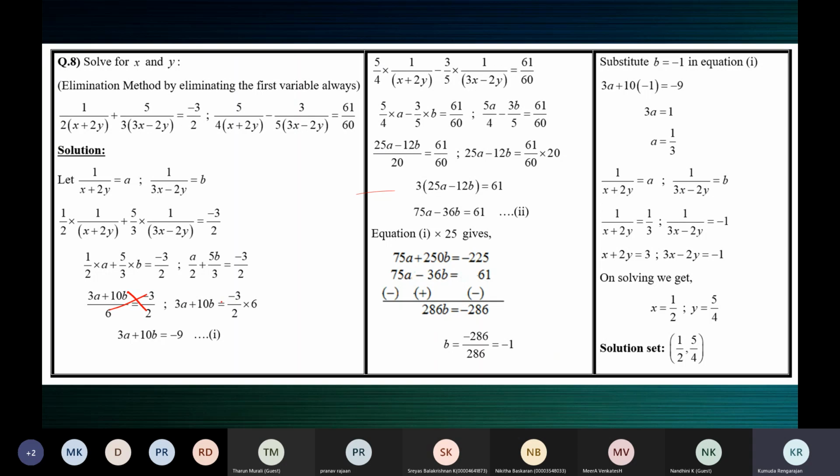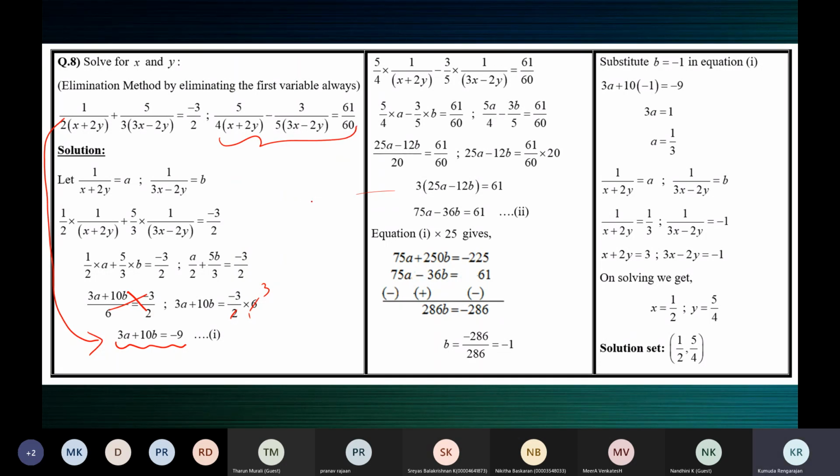Sorry. So I take 6 alone to the other side. Now 2 1s are 2, 3s are 3. So we have the equation 3a plus 10b is equal to minus 9. So the given equations are in x and y. Now this equation we have constructed in a and b. The first equation is now converted to an equation in a and b. Do the same thing for the second equation.